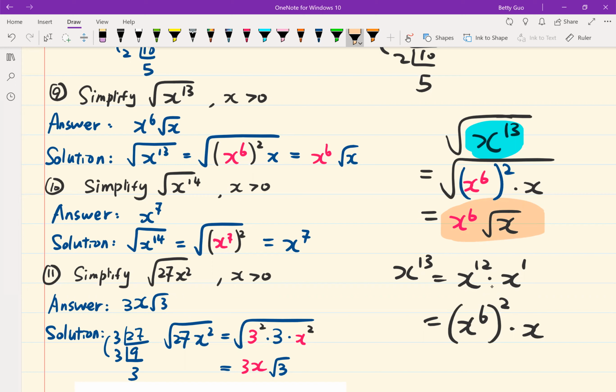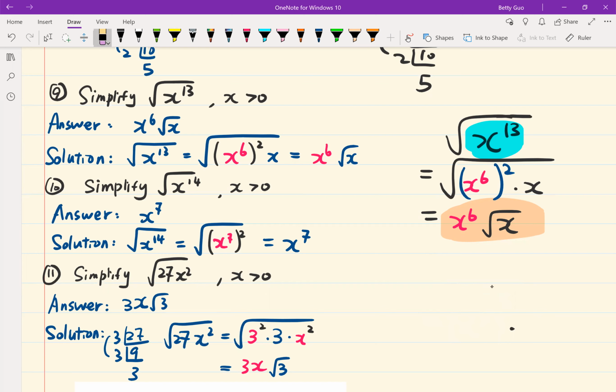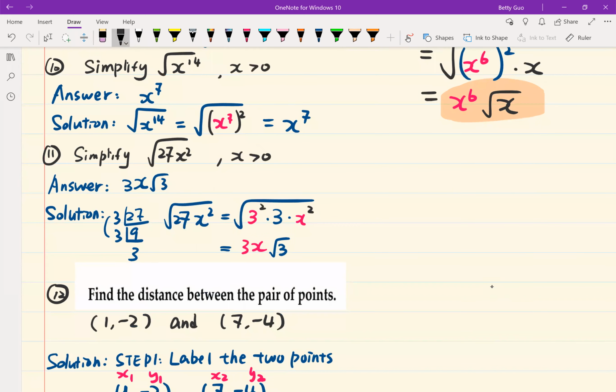Number 9, simplify a square root of a monomial. Coefficient is 1. The exponent on the shoulder of x is an odd number. Number 10, the exponent on x is even. So let's see. Number 10, we need to simplify square root of x to the power of 14. 14 is even, right?